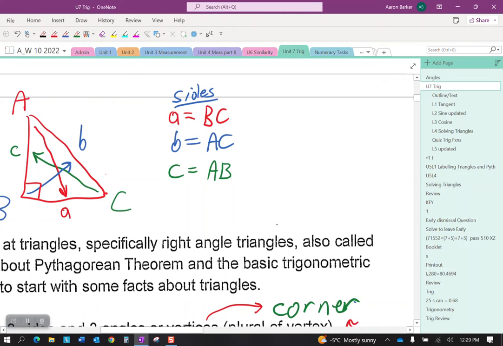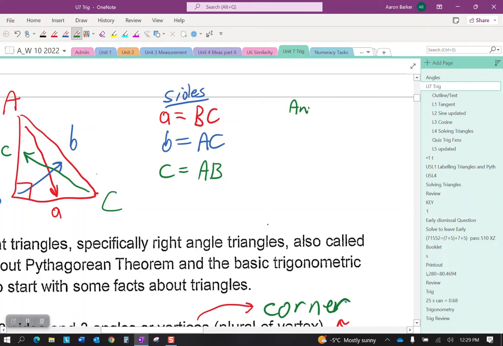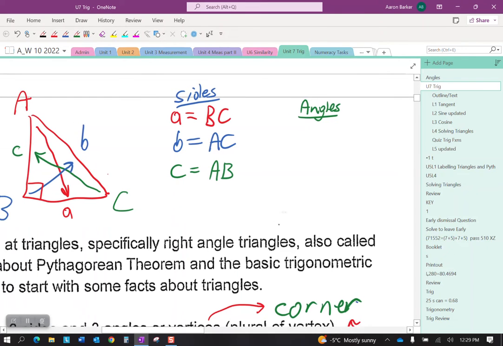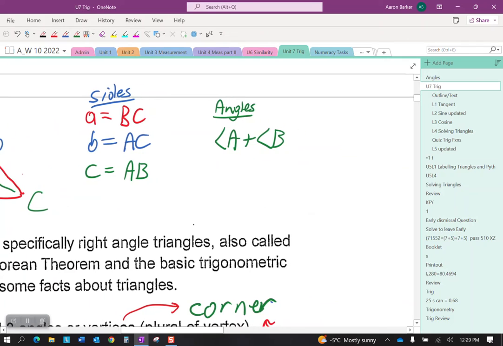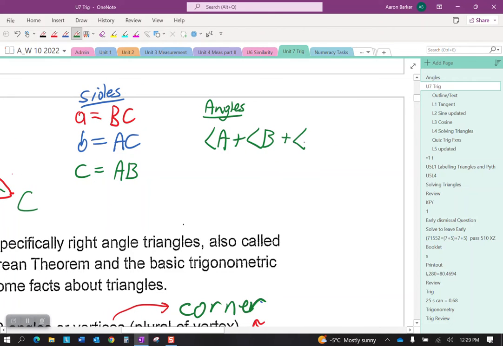Now, for angles, you could use a single letter or three letters. We'll get into the three letters later. But what do angle A plus angle B, okay, kind of sideways L, that's the angle symbol, plus angle C, what do they add up to? What number? 180 degrees. Okay? So that's another important fact. Triangles, the angles add up to 180 degrees.